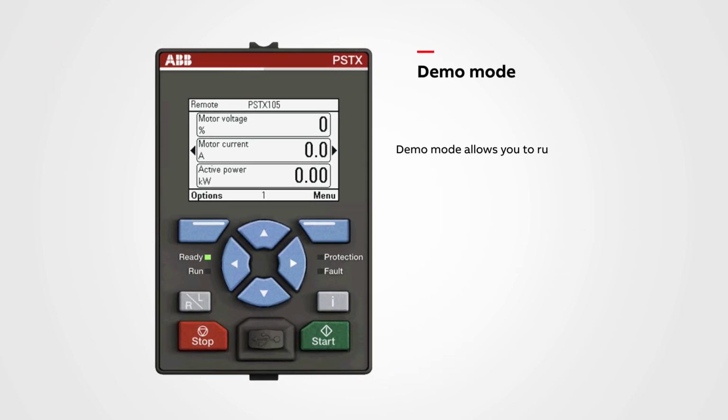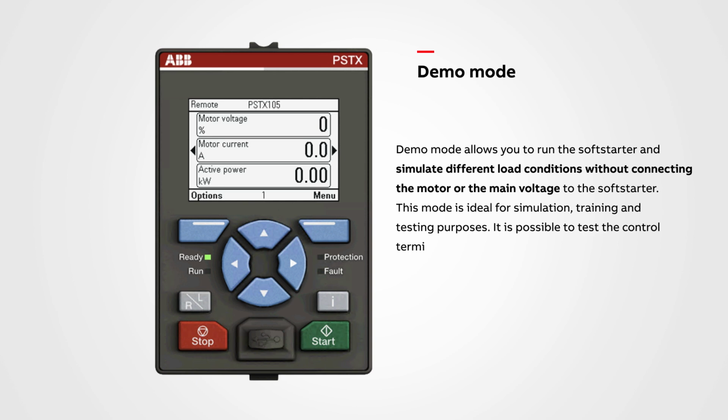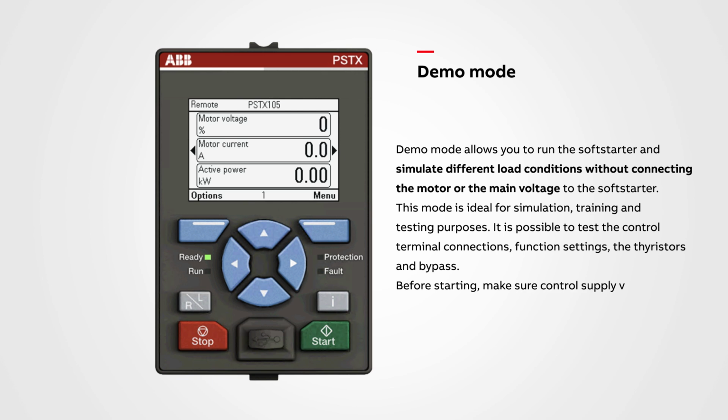Demo mode allows you to run a Softstarter and simulate different load conditions without connecting the motor or the main voltage to the Softstarter. This mode is ideal for simulation, training, and testing purposes. It is possible to test the control terminal connections, function settings, the thyristors, and bypass. Before starting, make sure control supply voltage is connected and main voltage is disconnected.